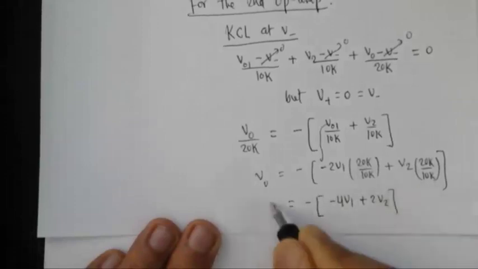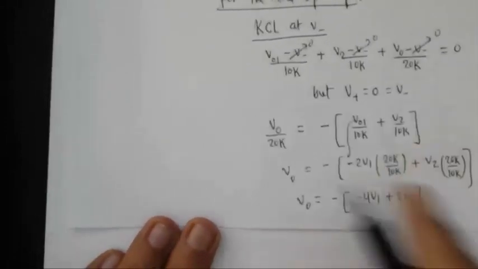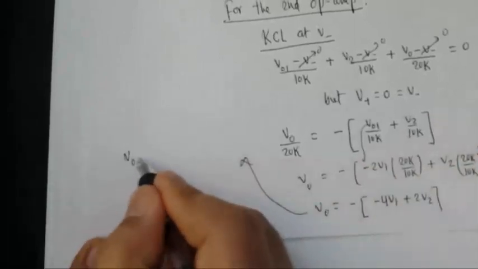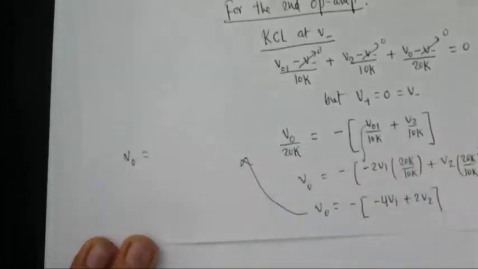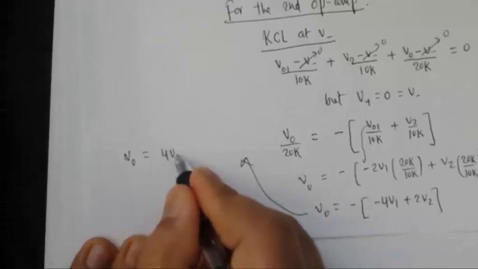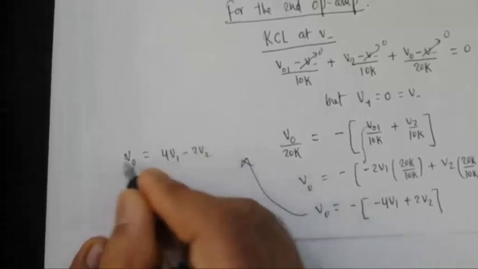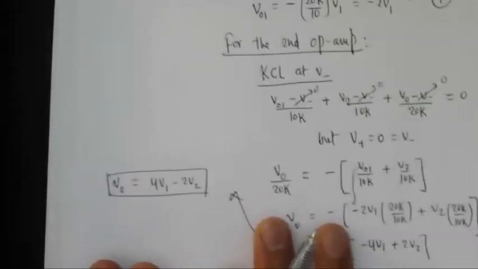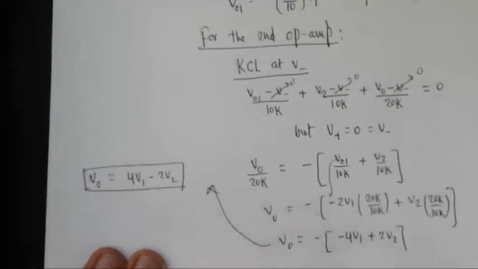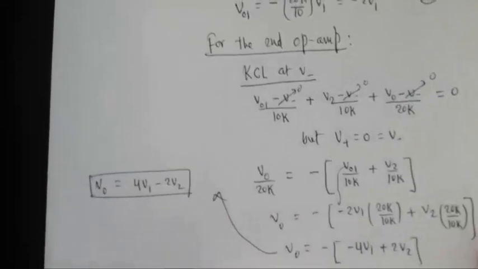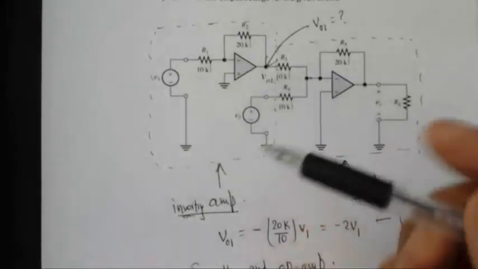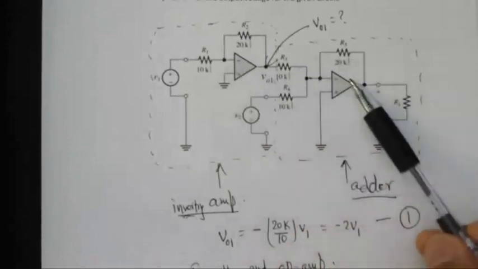Alright, so V out is equal to negative 4 V1 plus 2 V2, that's your very final answer. Okay, so that's how you solve. Though it looks like a little complex circuit, it's not actually a complex circuit. You have to separate it into two stages and then solve it as usual.